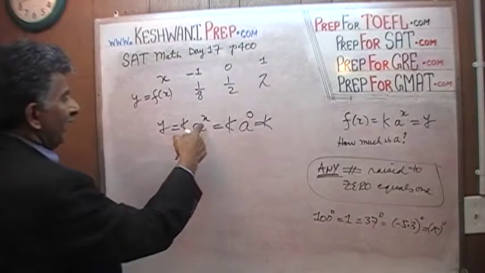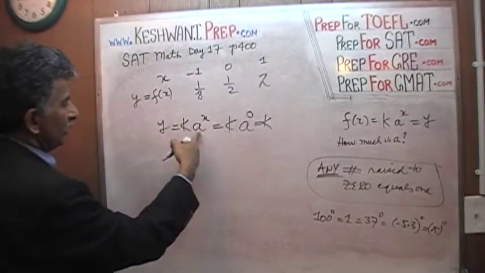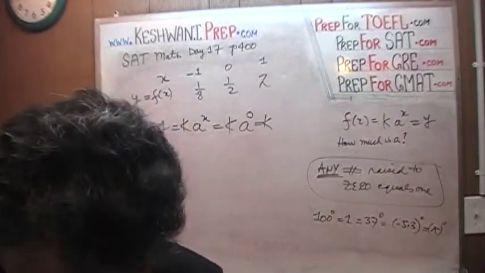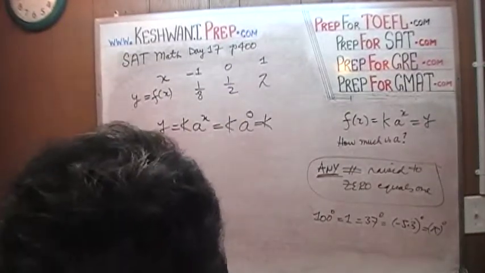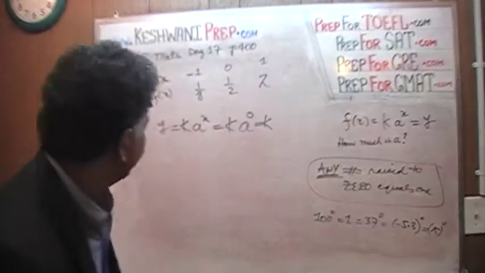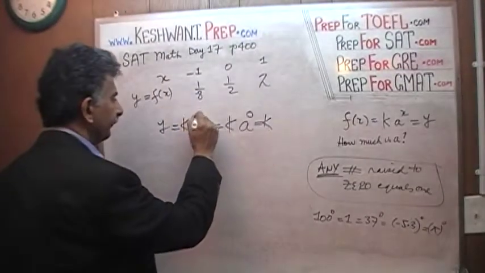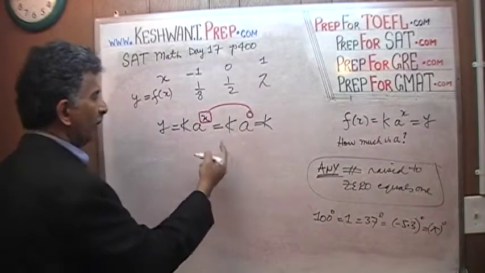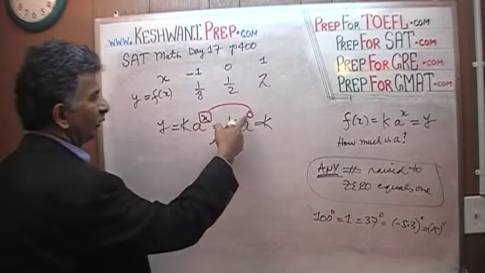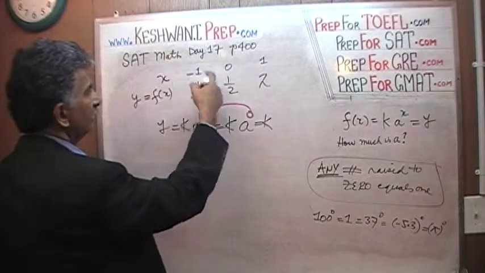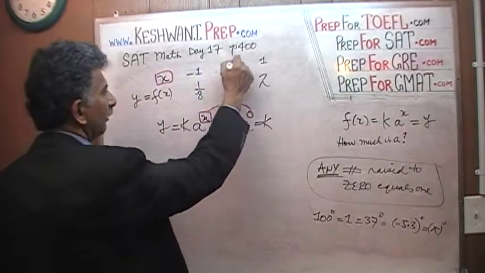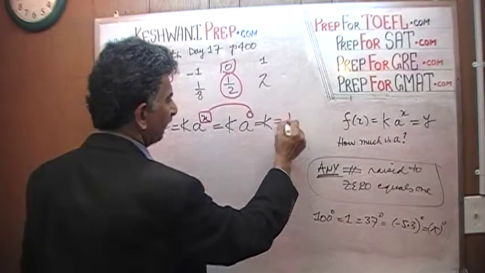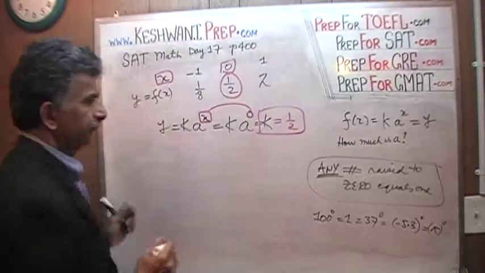And how much is the value of this function when x is 0? Let me do it in a different color so you can see it. We are substituting 0 for x. Here's our x, and we substitute 0 for it right here. And how much is the value of the function when x equals 0? Right here, when x equals 0, we are told y equals half. So voila, y equals half. There you go, your k equals half.